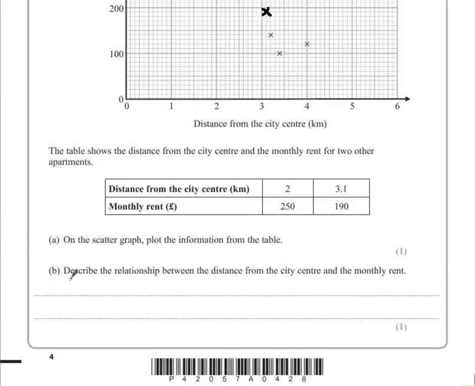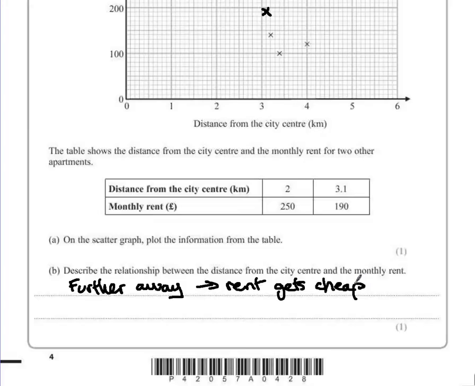It can be quite simply writing down, so further away, rent gets cheaper. Really bad English, but it describes the relationship in a very concise way.